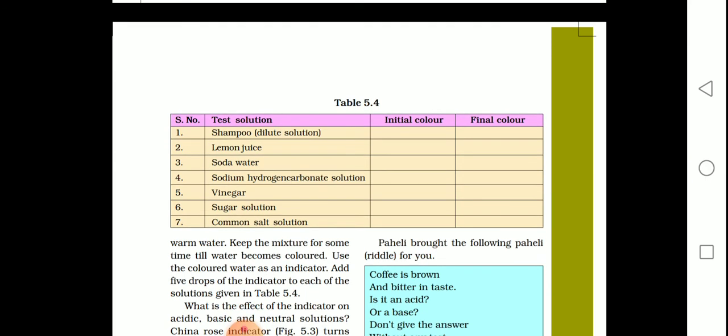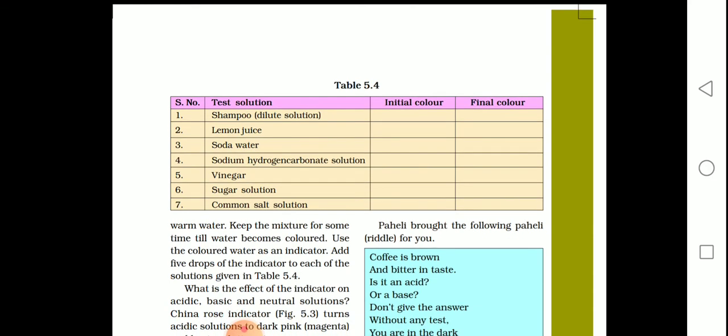Then after time it will become colored. So use this color water as an indicator. This color water is used as an indicator. So what is the effect of the indicator on the acidic, basic, and neutral solution?